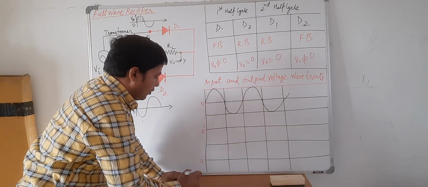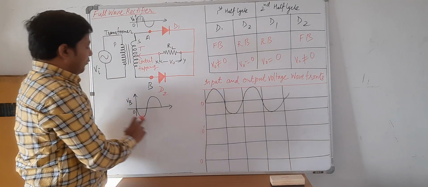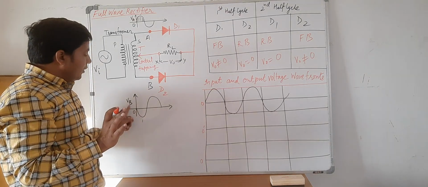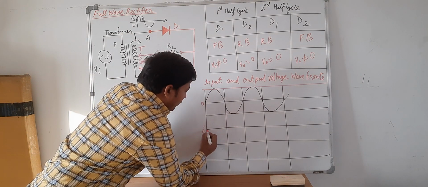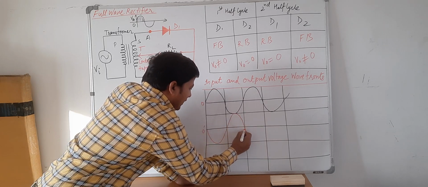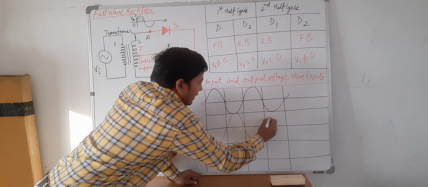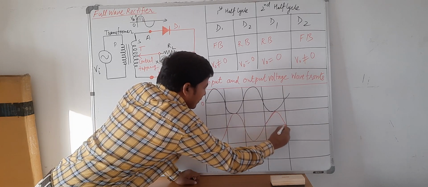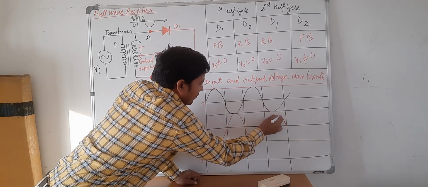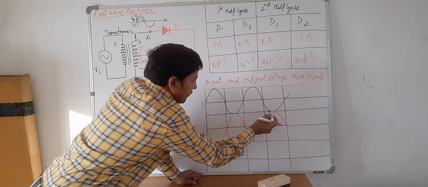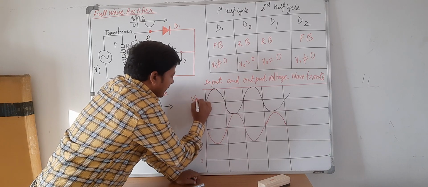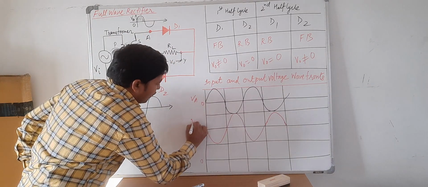Now draw the diagram of VB. Check the polarity of VB. The polarity of VB is reversed. This is the most important point. So now we have to change the polarity. The time period is the same, but the polarity is reversed. So its curve will be in this way. This is the wavefront of VA, and this is the wavefront of VB.